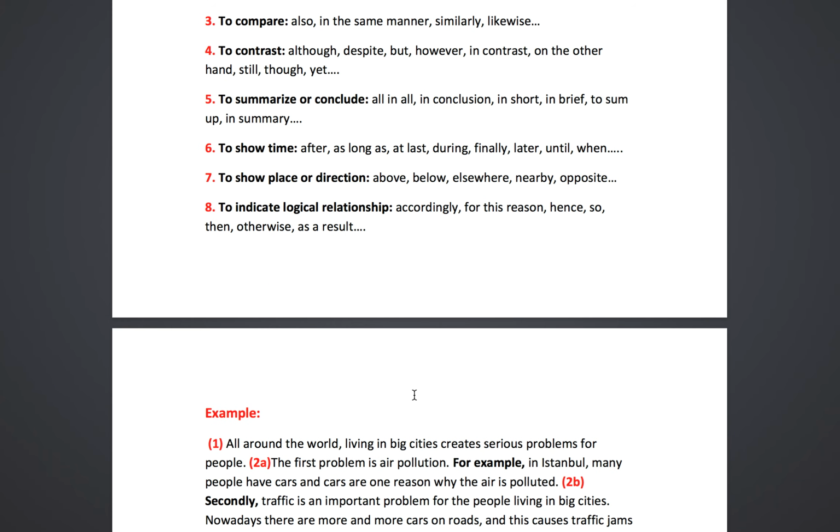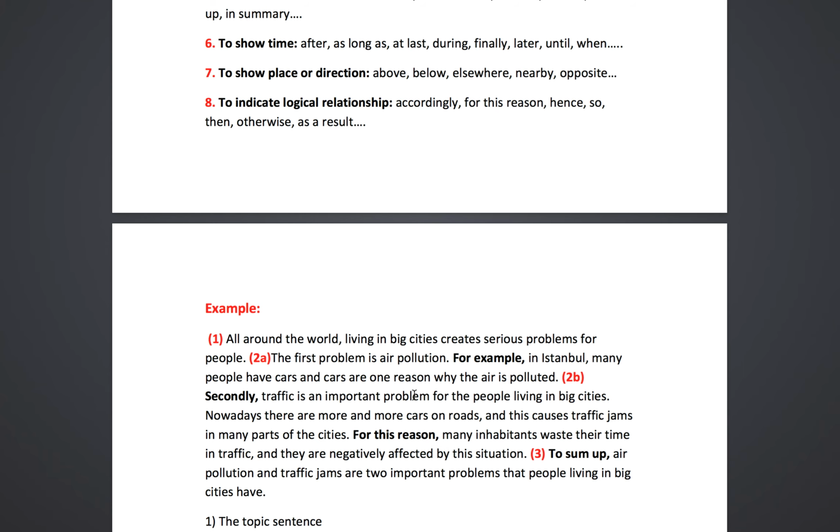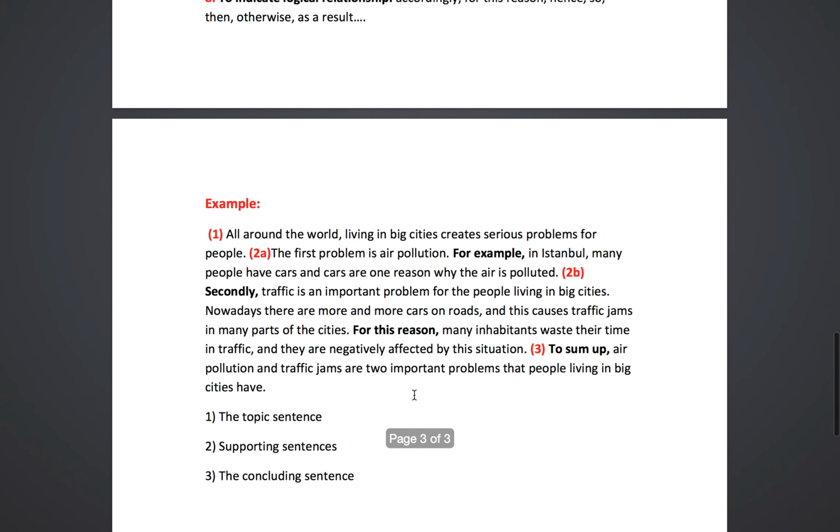To show time, you can use after, as long as, at least, during, finally, later, until, when. These words usually come with the complex sentences that we have. To show place or direction: above, below, elsewhere, nearby, opposite, etc. To indicate logical relationship, when you want to make a relationship between two things logically: accordingly, for this reason, hence, however, so then, otherwise, as a result. You can use as a result also for in conclusion.